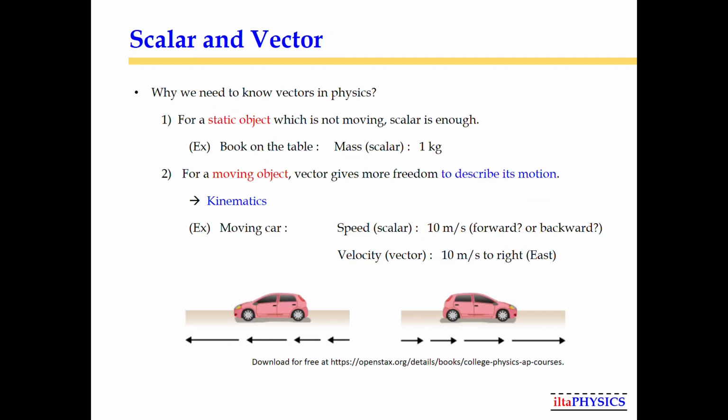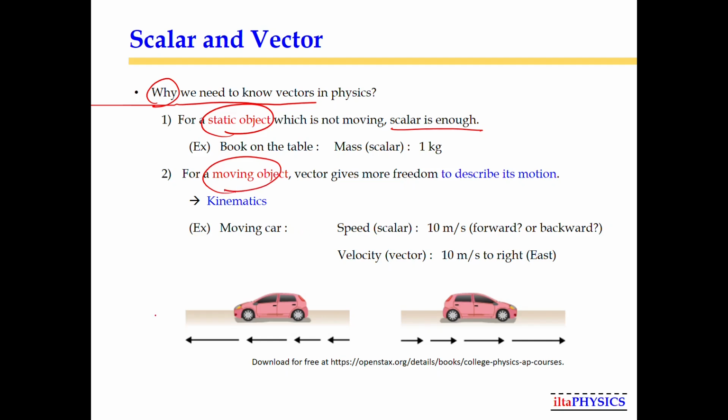Why do we need vectors in physics? So, why do vectors matter in physics? If physics were only about objects that stayed still, scalars would be enough. For example, I can say, the book on the desk has a mass of 1 kilogram. But the moment things start moving, we need direction to describe them properly.